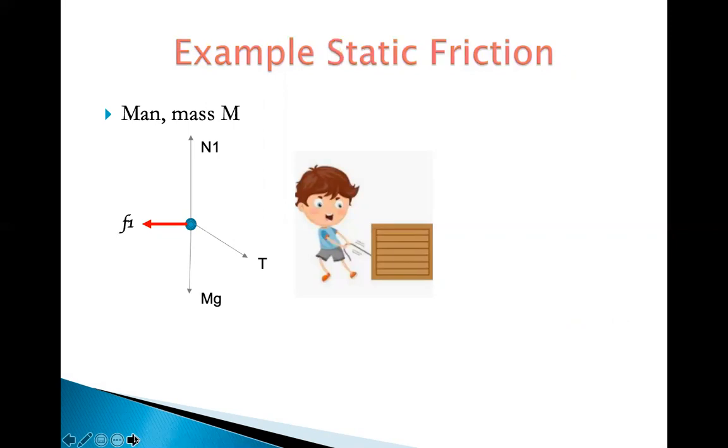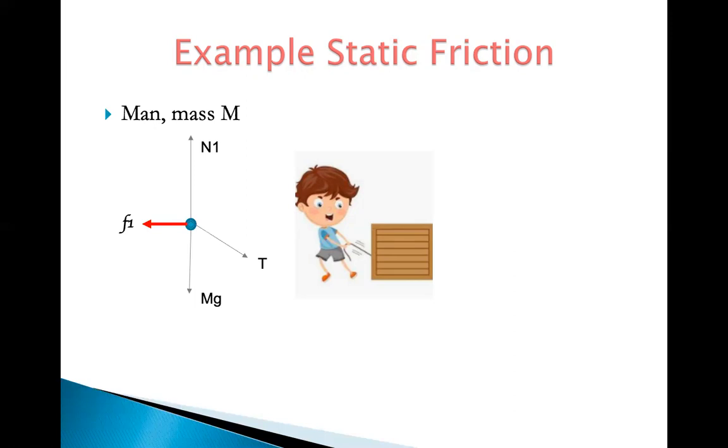Another example is friction for the man. So here is the man dragging the box. His shoes tend to slide backwards because he's dragging the box. And therefore, it is the friction force that resists the tendency for his shoes to slide back. So the static friction actually points forward. If his shoes have good gripping with the ground, then he can stand and actually drag the box.